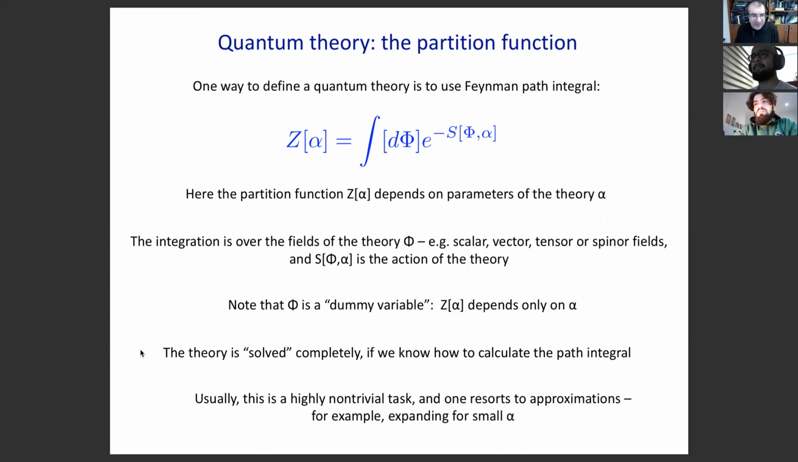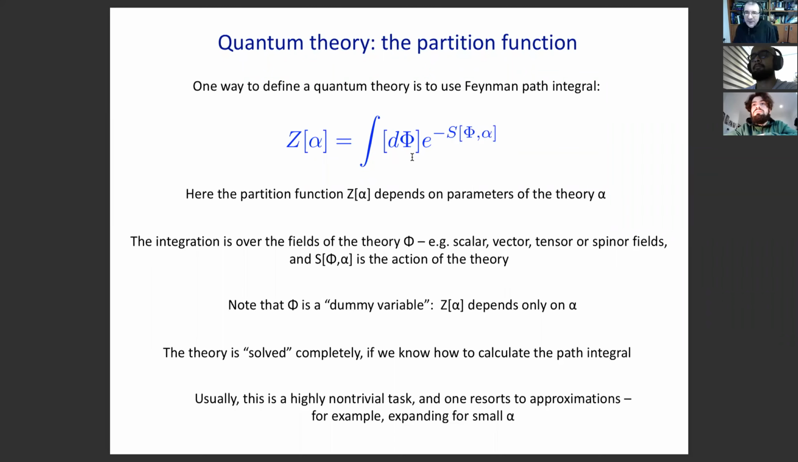So let me give you, if you want another kind of incentive, maybe more aimed at physicists and a general audience: of course, one way to define a quantum theory is to use the Feynman path integral, right? And we know how it goes. So usually you have a partition function, which is the integral over particular fields, for example gauge fields or scalar fields, doesn't matter, whatever fields you have in the theory, over the exponent which contains the action S of the theory, right? And some parameter, which I denoted by alpha. For example, it could be a coupling constant, it could be the number of colors, some parameter of the theory.